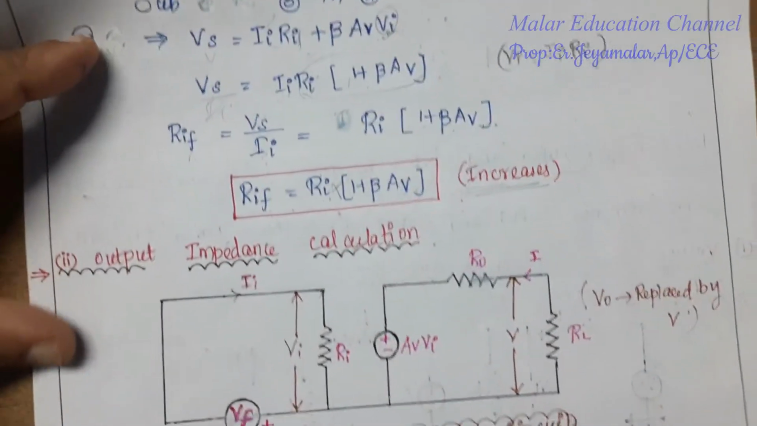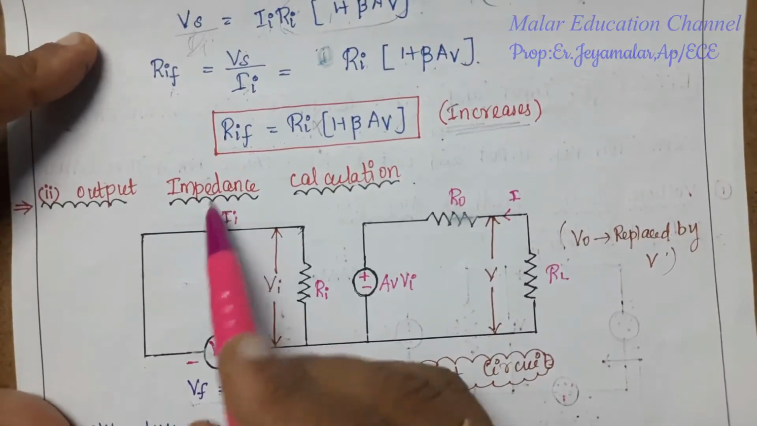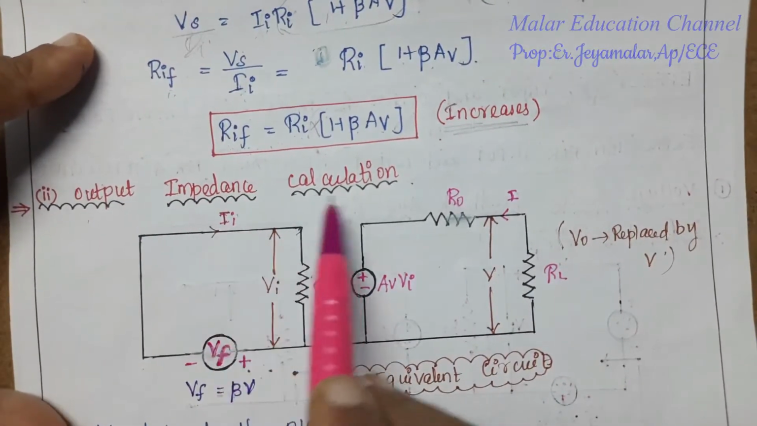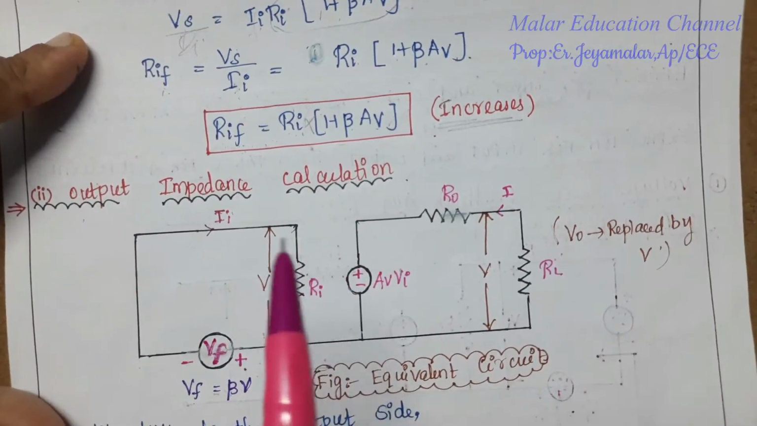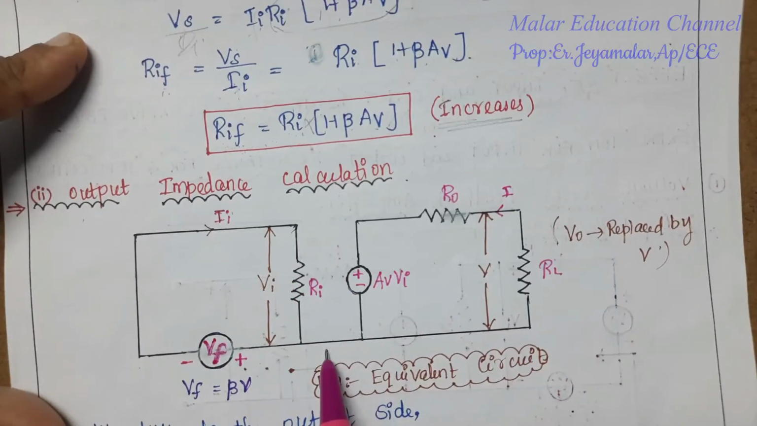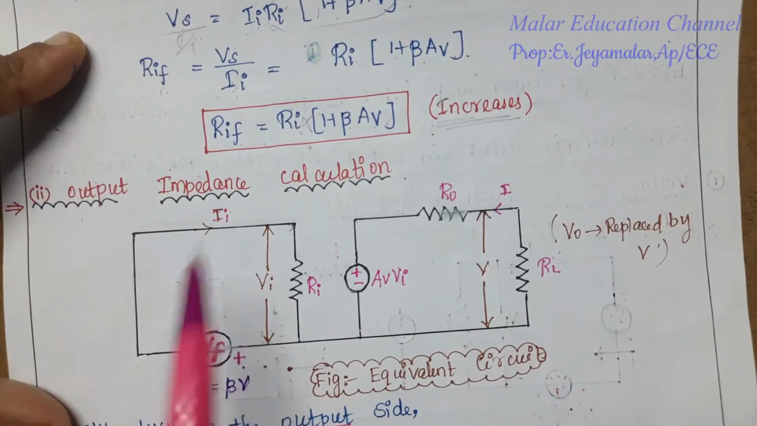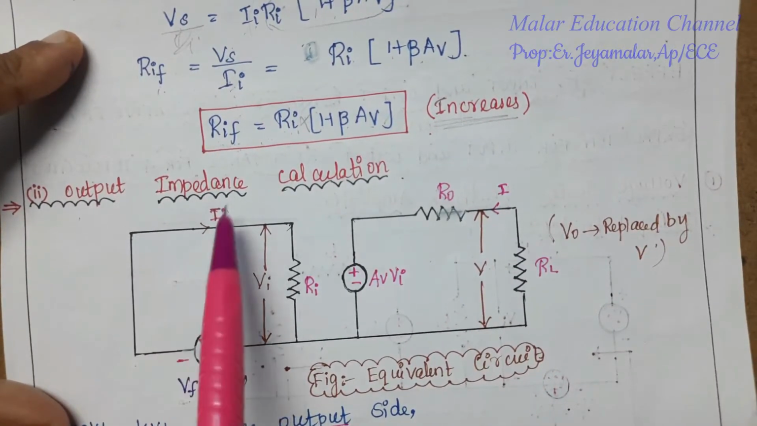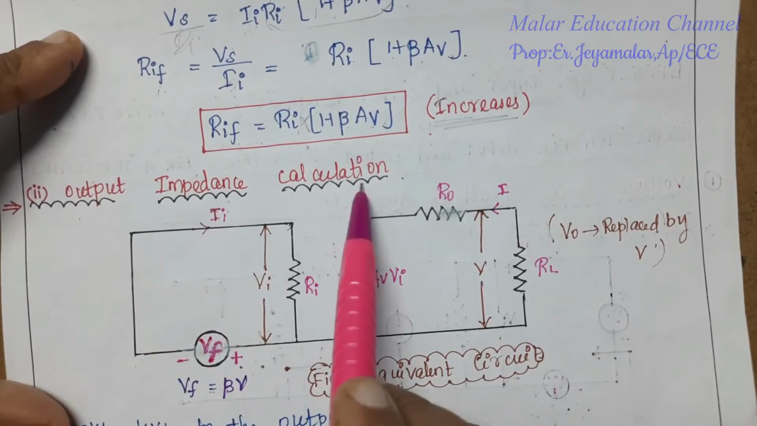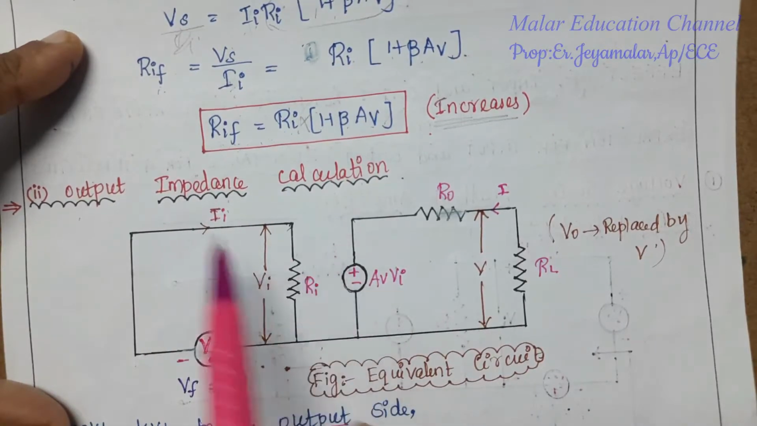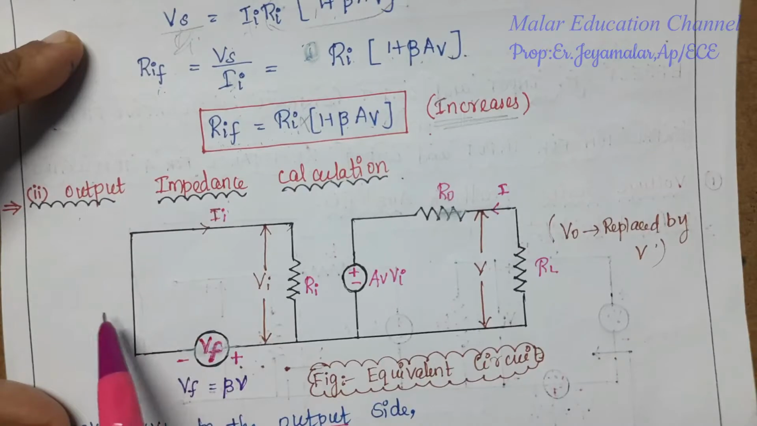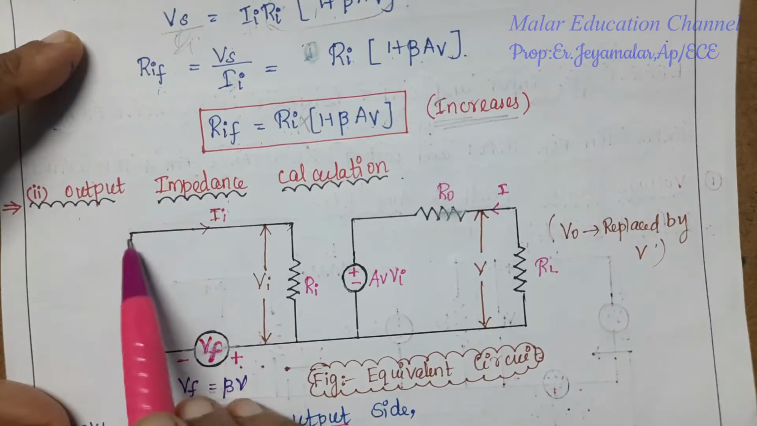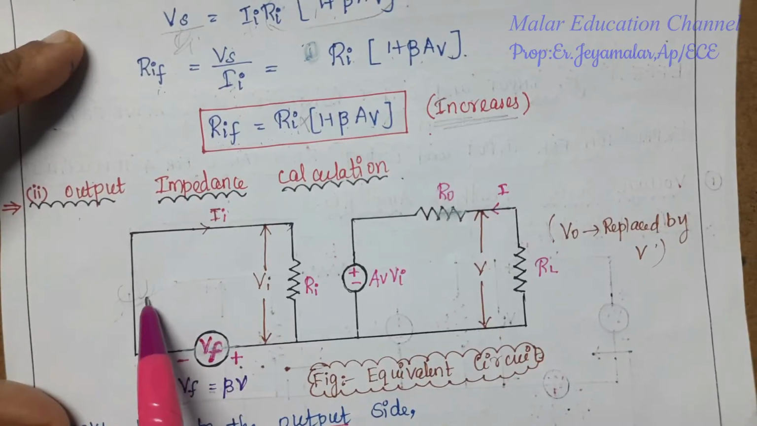Next, move to the output impedance calculation. First step, you have to draw the equivalent circuit diagram, whether Thevenin's or Norton's. Next, the key point to remember: for the output impedance calculation, the first step is to short circuit the input section. There is no connection in this section.